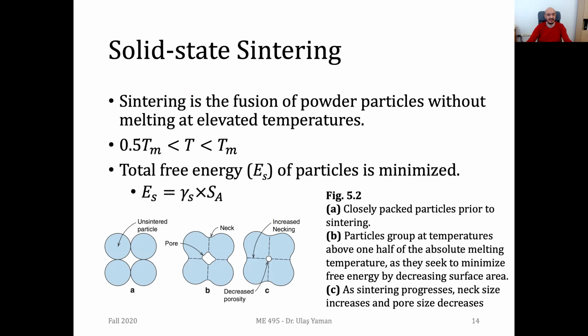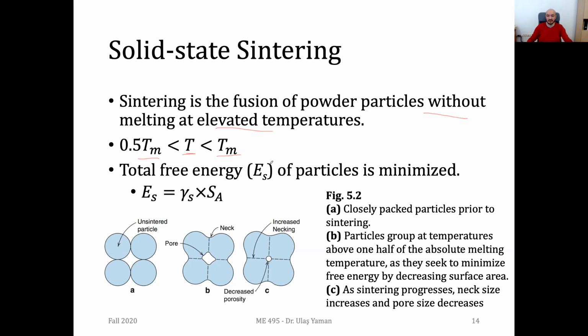So let's have a look at the solid state sintering. And as the name implies, we should be staying in the solid region. So that's why the particles are actually joined together without melting at the elevated temperatures. As you see, the temperature is between half of the melting point and the melting point itself.